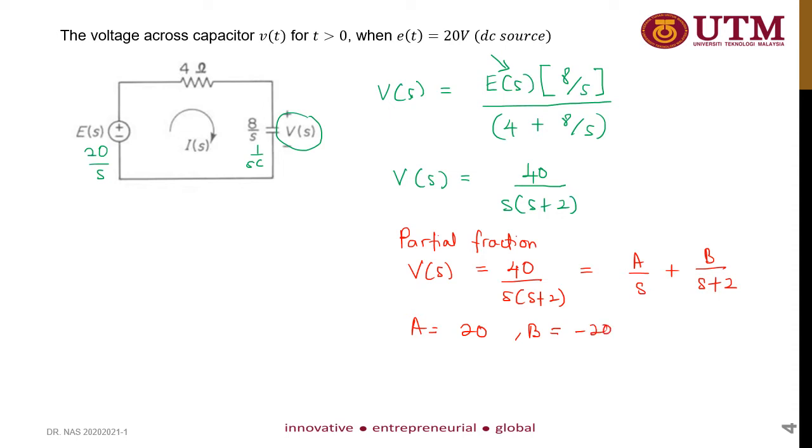Okay, so finally you need again to perform inverse Laplace transform to get v(t). Okay, so v(t) is supposed to be 20 minus 20 e to the minus 2t, and don't forget the unit in volt.